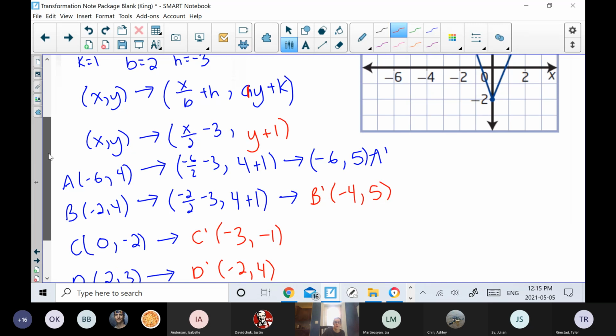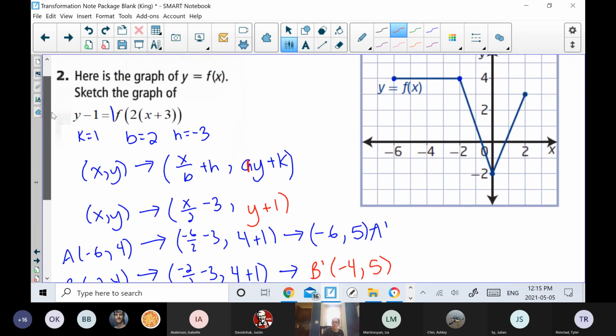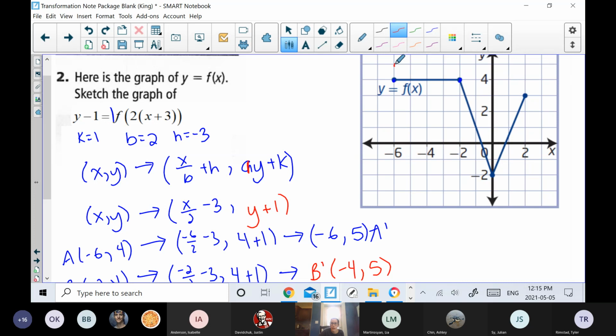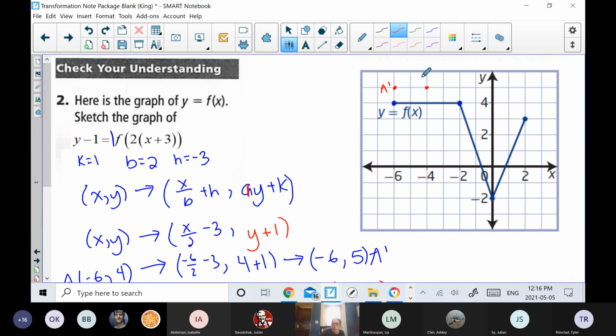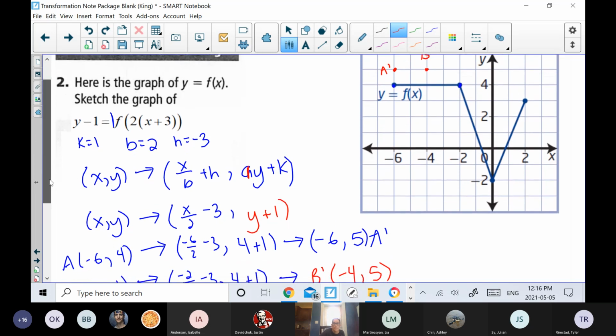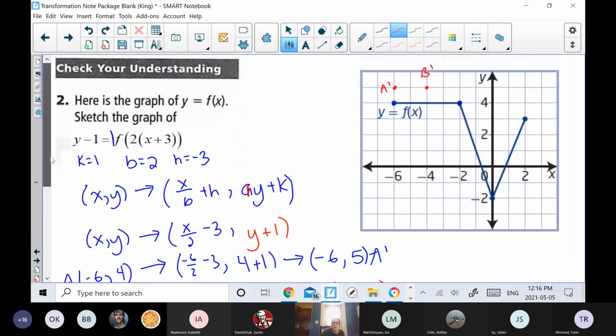So now I'm going to map all these new coordinates. A prime is at -6, comma 5. Going to be right here. B prime is at -4, comma 5. C prime is at -3, -1. And D prime was at -2 and 4. So -2 and 4, that would be your D prime.